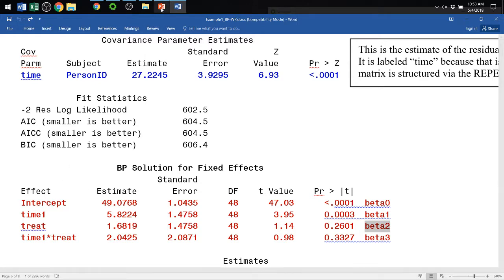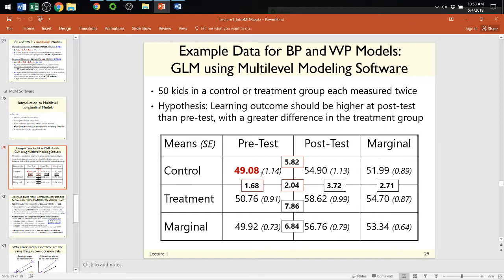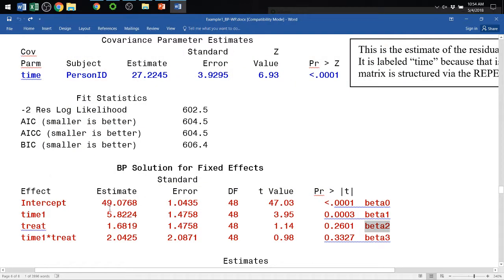But if we look back at our cell means here, 49 in red, that's my reference point for the model. That's my intercept. The fixed intercept for your model is like the "you are here" sign. When you stare at a map in a mall or an airport, you've got to know where you are first to know where you're going. So "you are here" is pretest for the control group. That's 49.